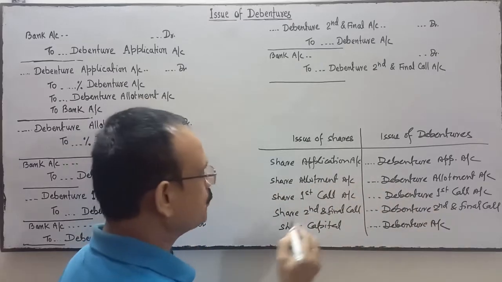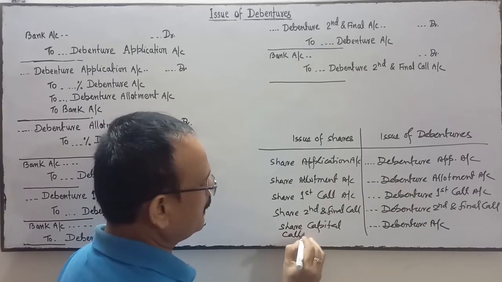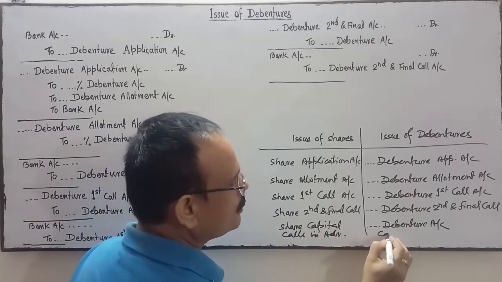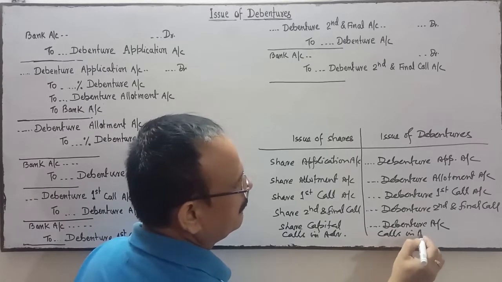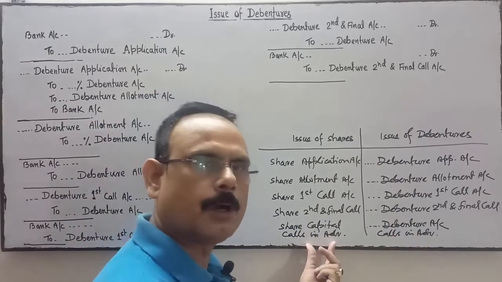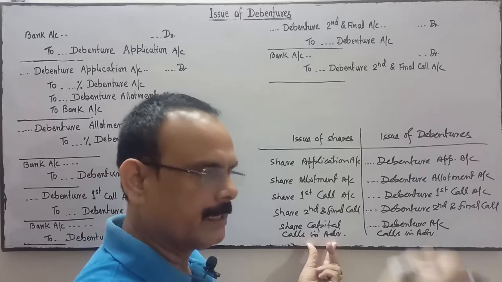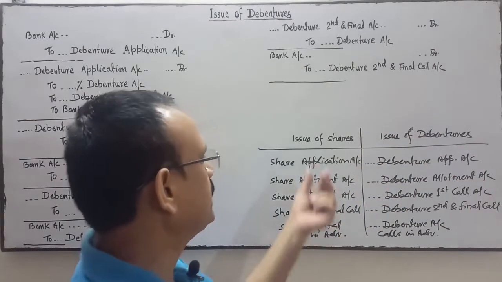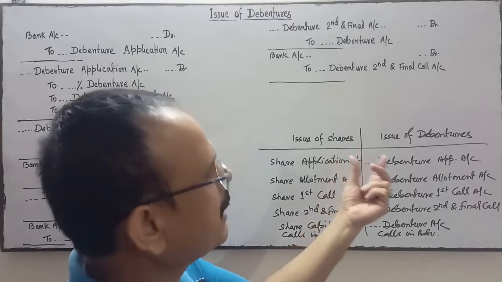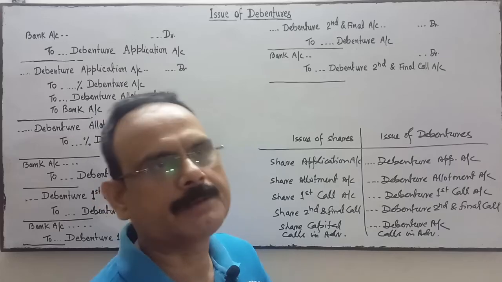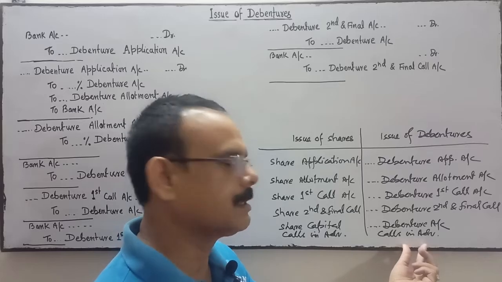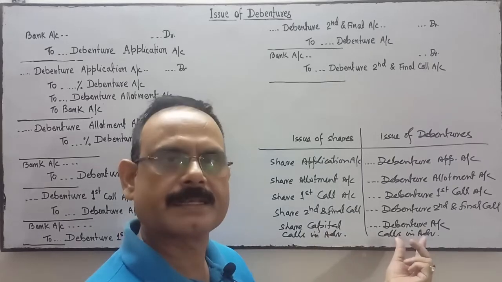The common thing is what? In both the cases, we use the words calls in advance. If the shareholder has given the money in advance to the company, whether at the time of issue of share, then we use the words calls in advance. And at the time of issue of debenture, if the debenture holder has given money which is not called up by the company, then also the words calls in advance. The same words are used in both the cases.